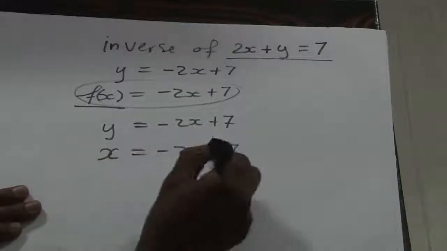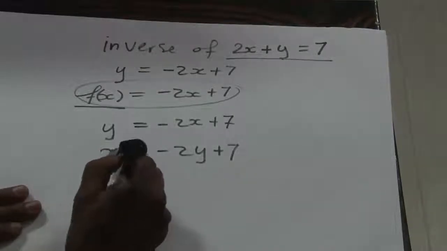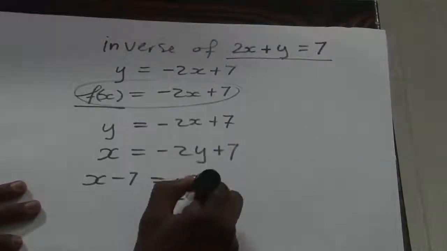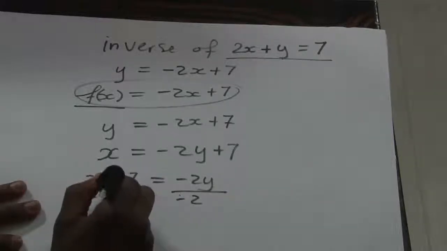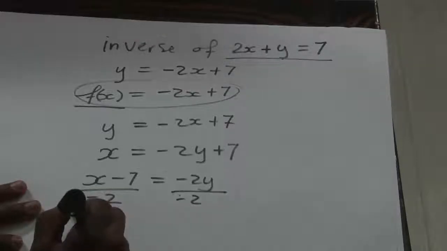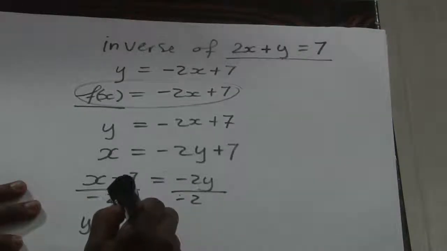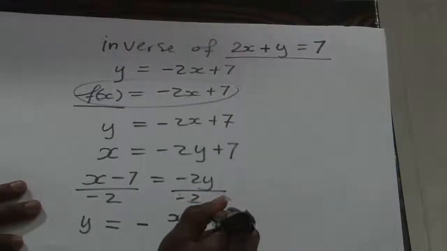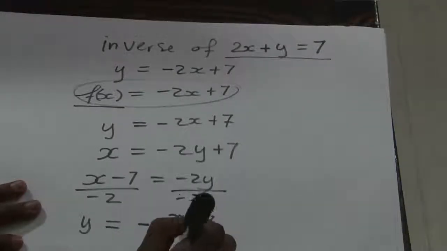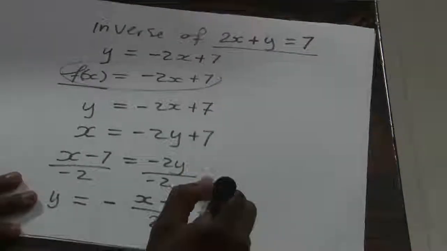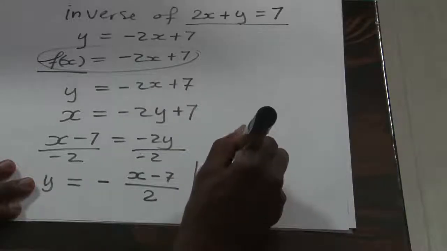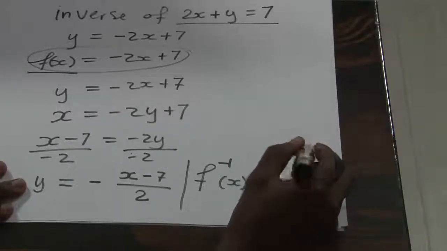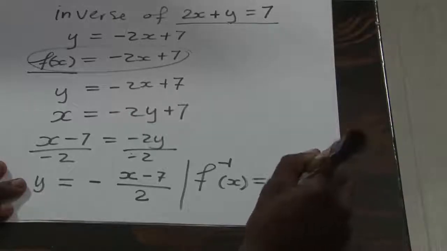So you bring 7 to the other side, it will be x minus 7 is equal to negative 2y, and then you divide both sides by negative 2, so that you have y is equal to negative x minus 7 over 2. So your final answer should be written as f inverse, this is the symbol for inverse, is equal to negative x minus 7 over 2.